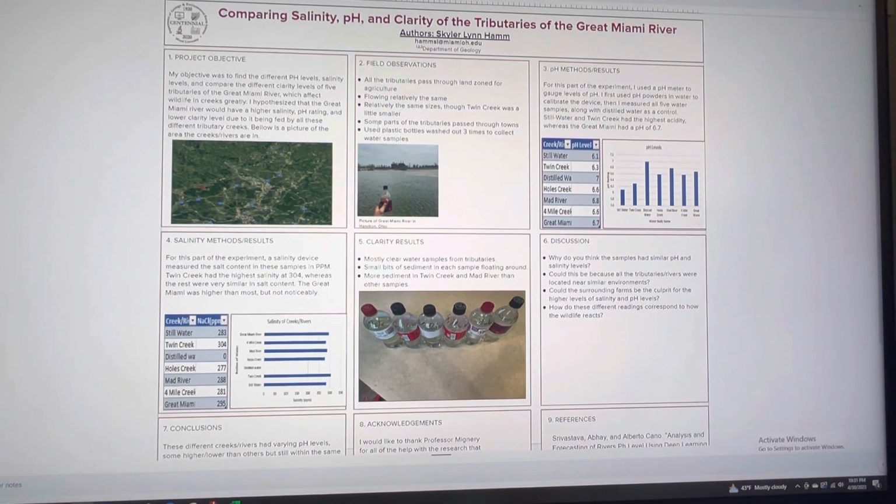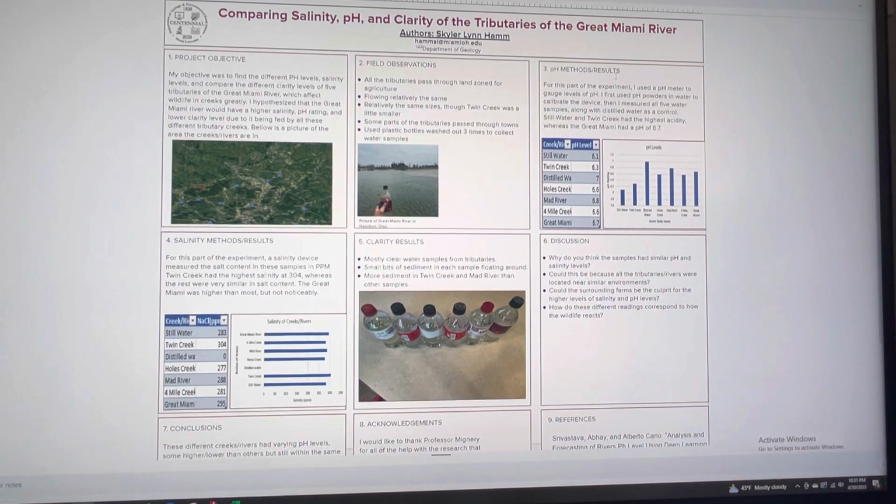Along with this, I used plastic soda bottles that I washed out 3 times to collect the samples. Here you can see a picture of the Great Miami River, where I got my samples from, and you can see it runs through Hamilton.